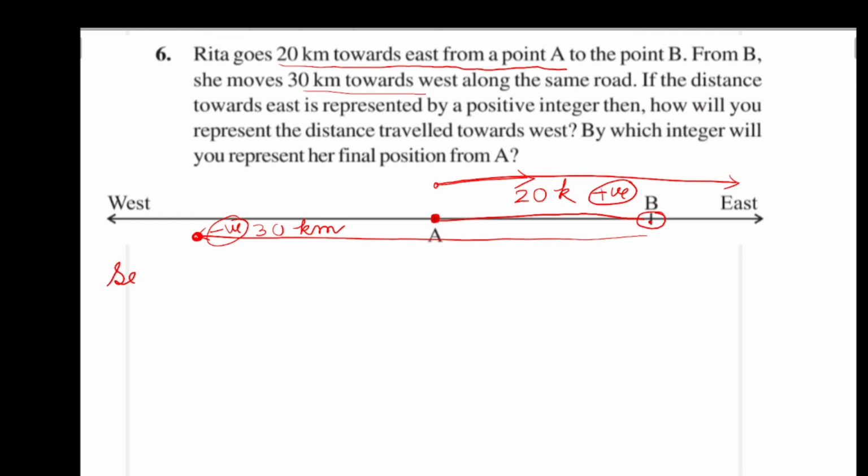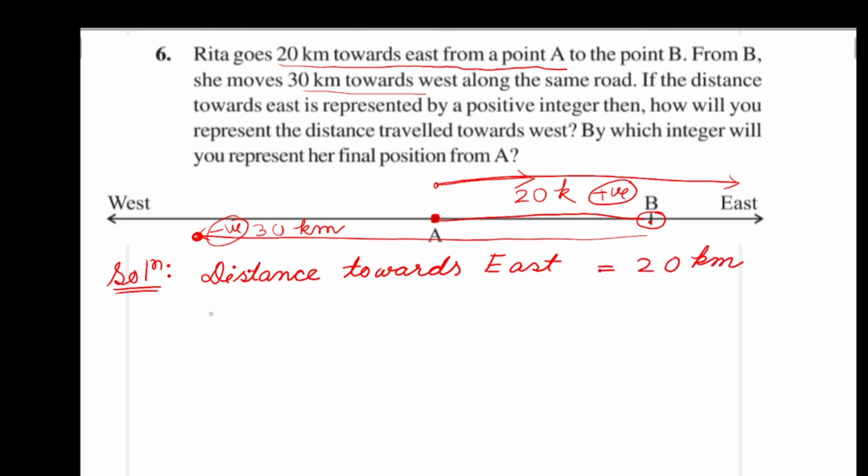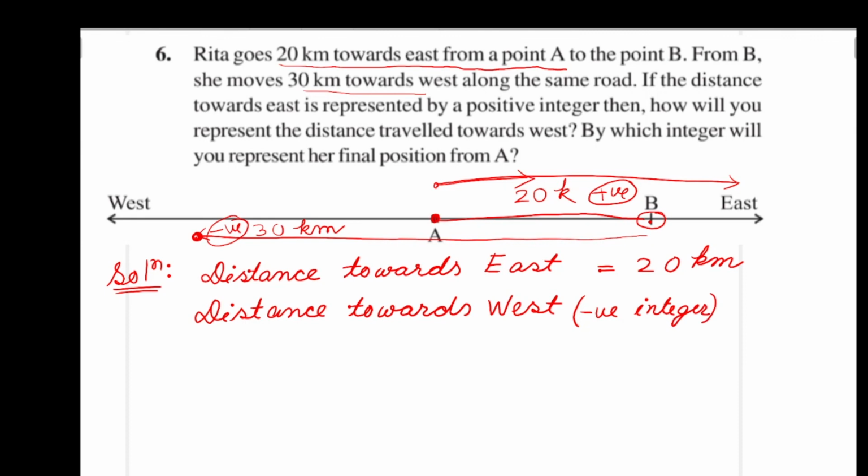Solution. How to write? Distance towards east equal to 20 km. Okay, again distance towards west, within the bracket you can write negative integer. That means minus 30 km.